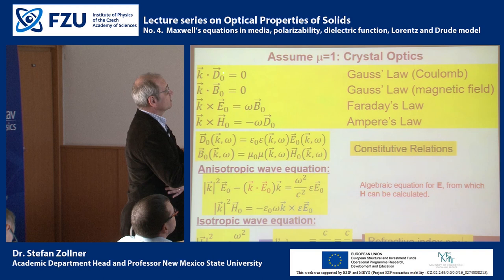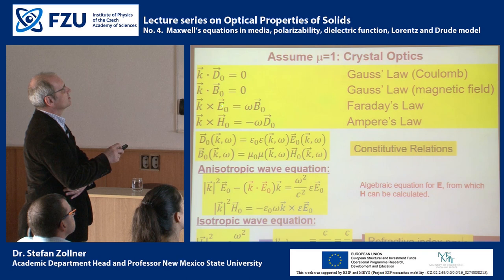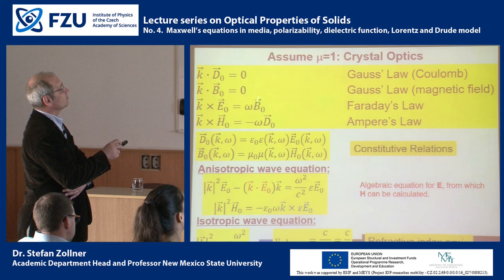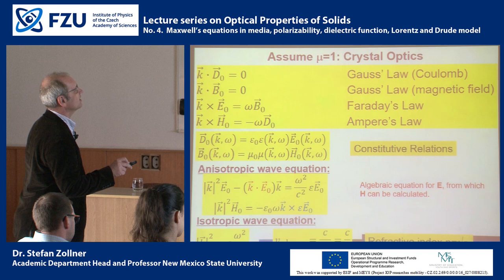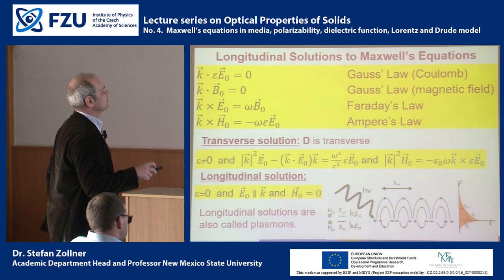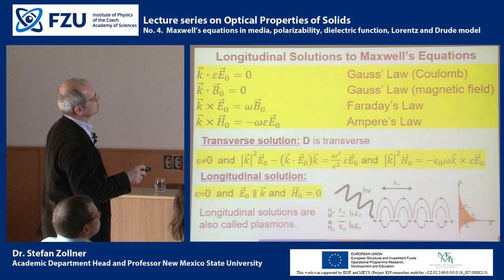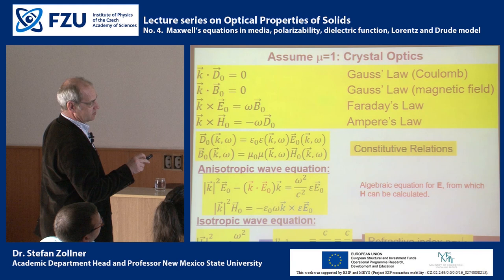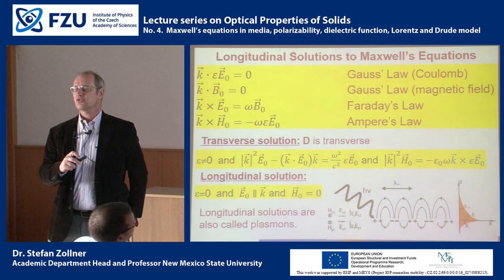Instead of writing Maxwell's equations with E and D, the electric field and the dielectric displacement, I can also use the constitutive relations. The dielectric displacement is epsilon epsilon 0 E, and express these Maxwell's equations only in terms of E and H and eliminate the D and the B. At least I want to eliminate the D. I can leave the B in there. At least for mu equal 1, it's not going to give me a problem. So if I do that, then Gauss's law, k dot D equals 0, now reads k dot epsilon E equals 0.